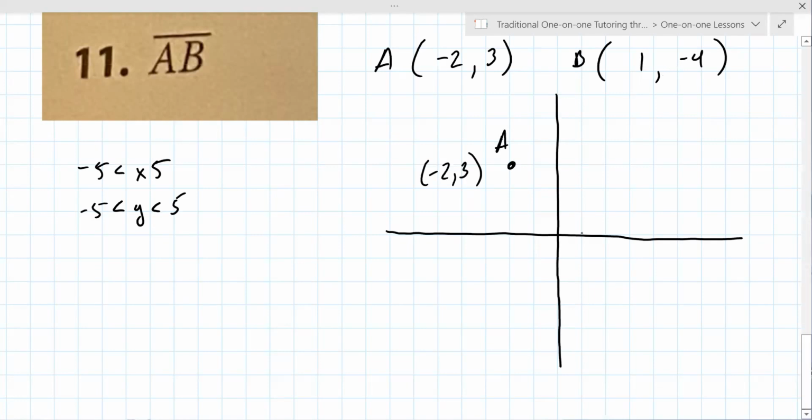Yes. And then B is 1, negative 4. So to the right one, and then 1, 2, 3, 4 down. That's B. And again, you're going to connect them, but you're not going to go past.